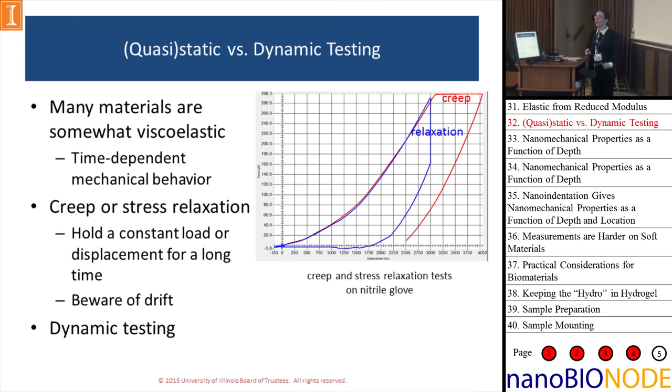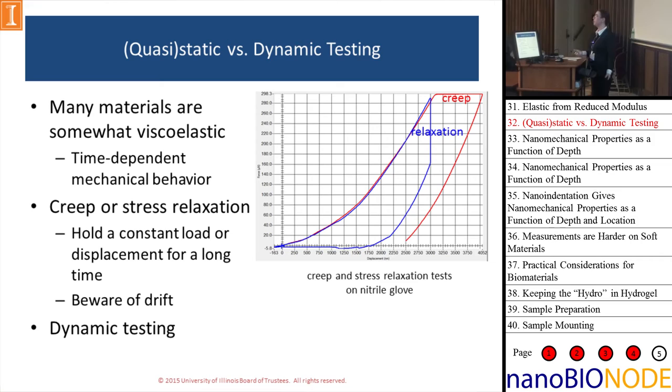I've talked a little bit about doing creep testing and stress relaxation tests. This is an example of the difference between them. Many, or I would probably even say most, materials are somewhat time dependent in their mechanical behavior. To do a creep test or relaxation test, you load to a certain rate or displacement and then just hold for a while and see what changes over time.